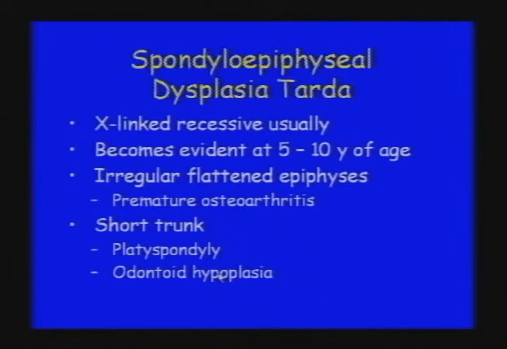Spondyloepiphyseal dysplasia tarda is an X-linked recessive disease, so it's seen in boys. It usually becomes evident at 5 to 10 years of age. They have irregular flattened epiphyses. They can get premature osteoarthritis. They have short trunks and platyspondyly and can have odontoid hypoplasia. So that's an important thing to know. Pretty much in all the dwarfs that you look at, remember to think about looking at the neck, because if they're going to do any kind of orthopedic procedure or surgical procedure, it has to be safe to intubate them, and a lot of these can have instability at C1-2, or at the occiput-C1.